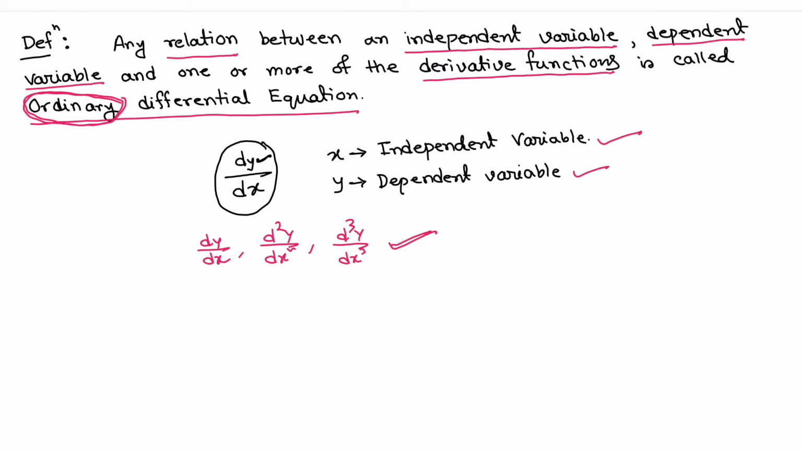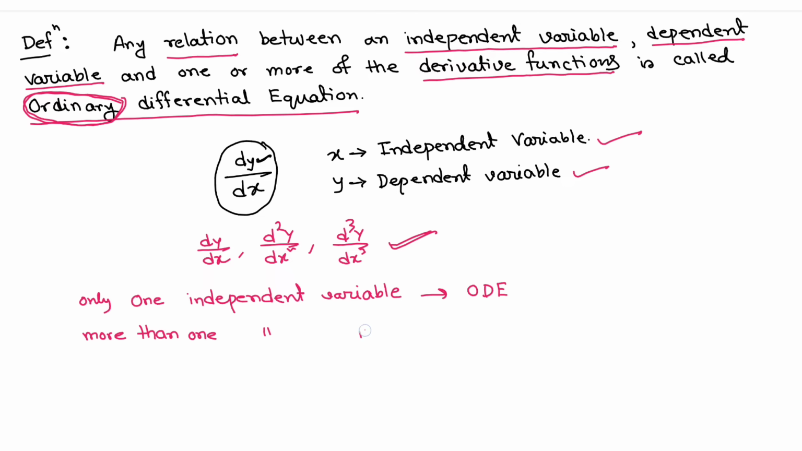Actually there are two types, ordinary and partial. If in any differential equation there is only one independent variable, then the equation will be called an ordinary differential equation. And if there is more than one independent variable, then the equation will be called a partial differential equation.